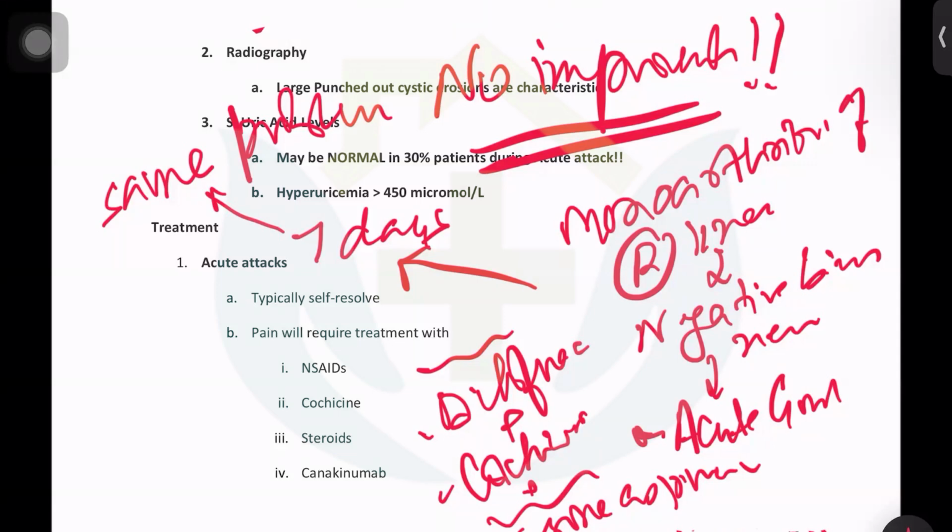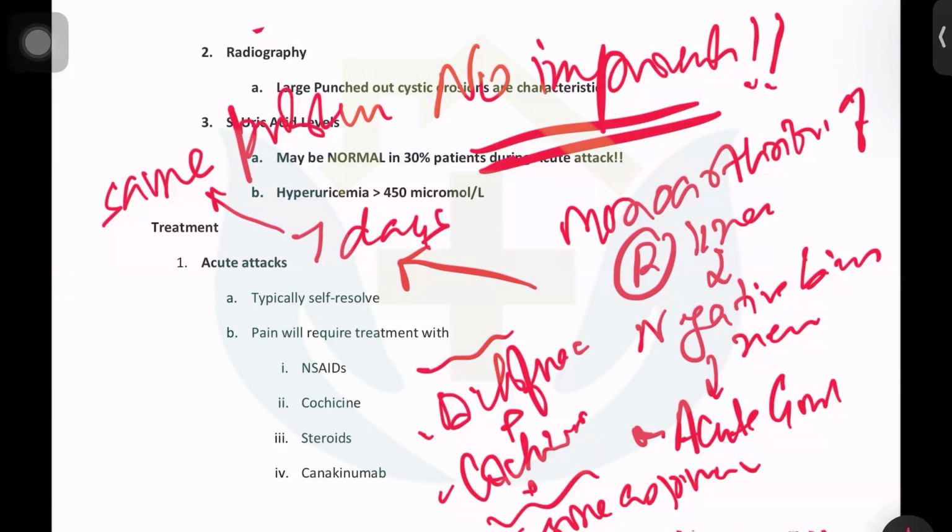No culture. Aspirate, only aspirate. Purely aspirate. There are crystals inside the joint. The crystal load is very much. That is why the patient is not improving.